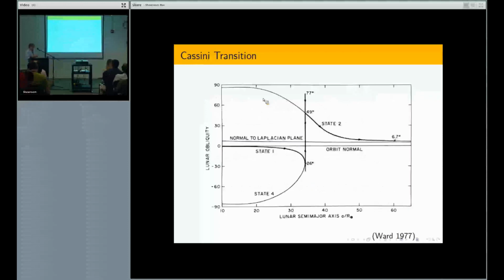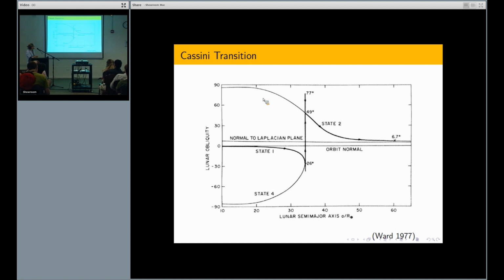And as the moon evolves outward in its orbit, so here we're showing the lunar semi-major axis as we start close to the Earth after formation. Here's 10 Earth radii, and here's 60 where we are today. So you can see from this diagram that state 1, where we believe the moon formed, is going to evolve outwards until about 34 Earth radii, where it merges with state 4 and becomes unstable. At that point, the moon's spin axis is forced to jump to the only other Cassini state available to it, which is Cassini state 2.